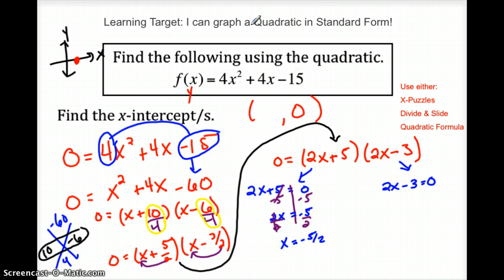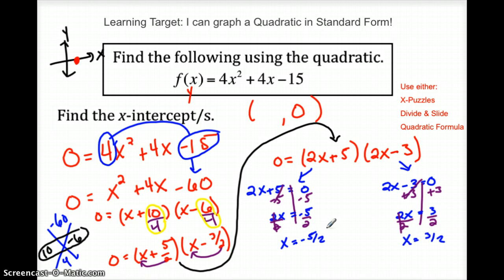Okay. And then over on the other side, I would add 3. And then what would I do to get rid of the 2? I would divide. And so x equals positive 3/2.